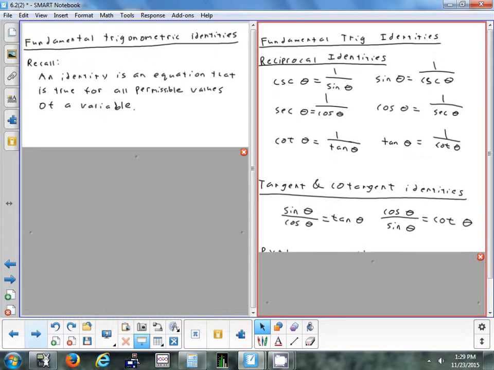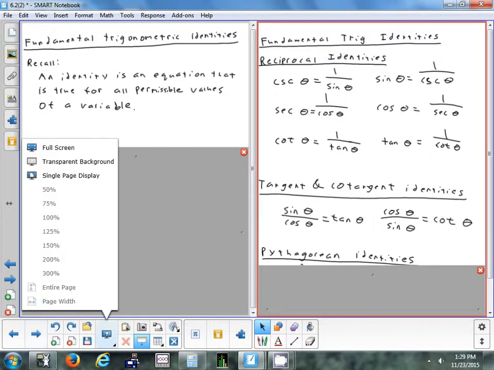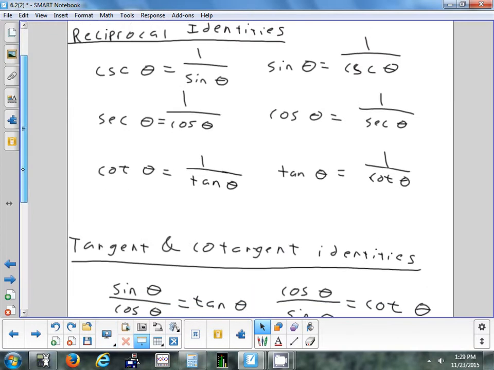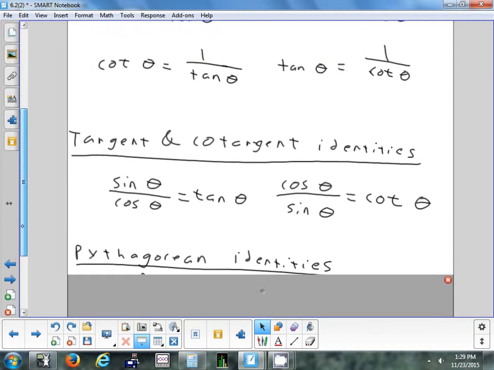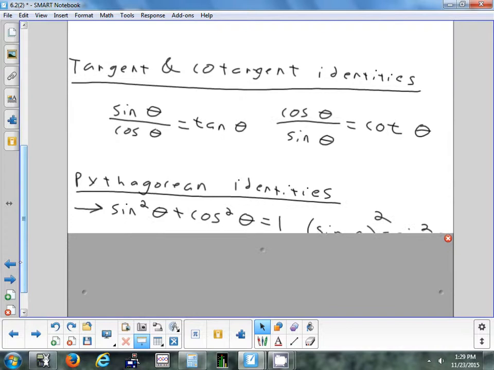Okay, so 2 other identities, which I think we've mentioned. Sine over cosine is tangent. Cosine over sine is cotangent. And the last 3 I'm going to put up are called Pythagorean identities. We're not going to use them today, but they are part of the fundamental identities. So I wanted to get all of these in one section. So you get your reciprocal, your tangent and cotangent, and your Pythagorean.